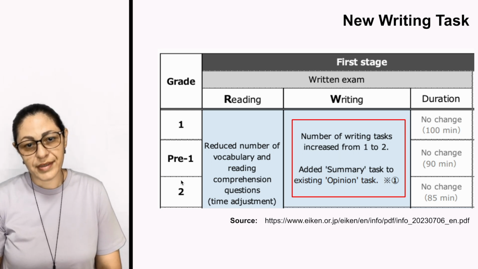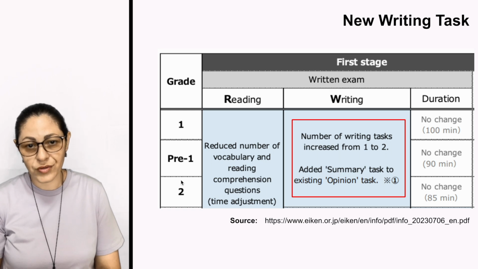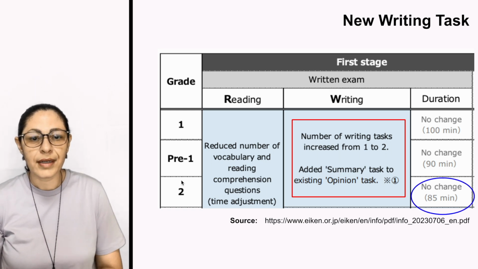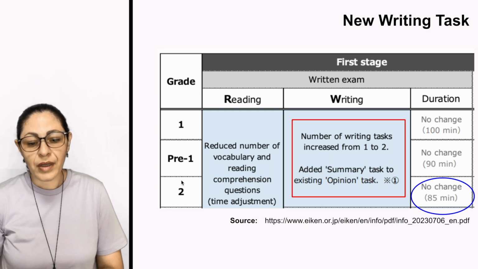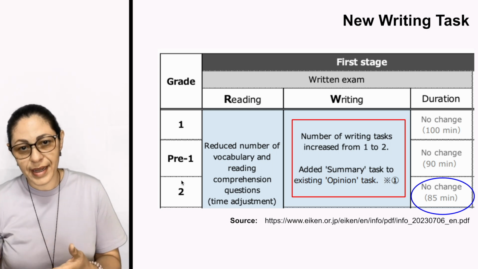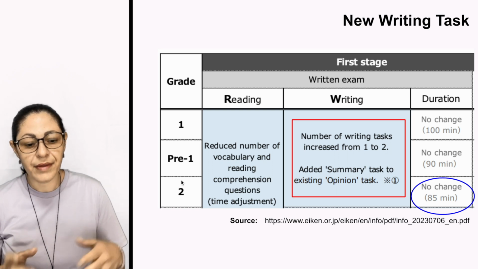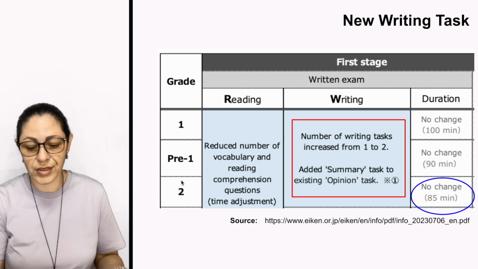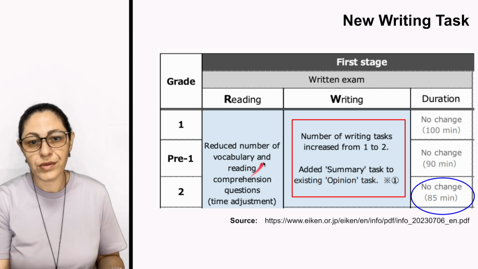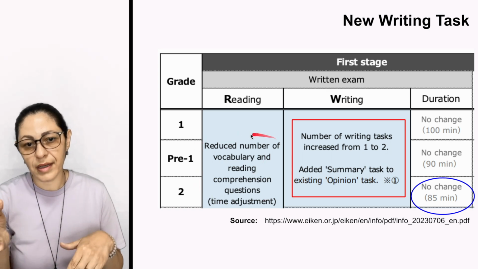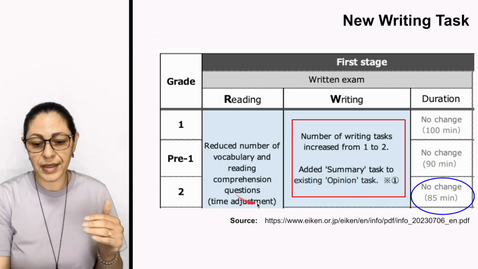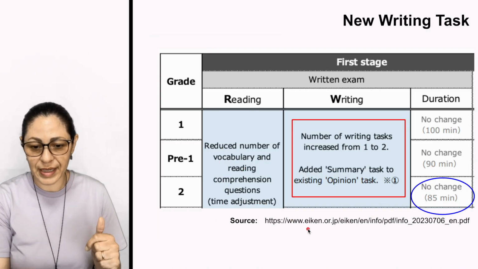Also, the time has not changed. You still have 85 minutes to answer your test. Although you have an extra writing task, the number of vocabulary and reading comprehension questions was reduced. So there is a balance, okay? An extra writing task, but a reduced number of questions. That's why they kept the time the same.